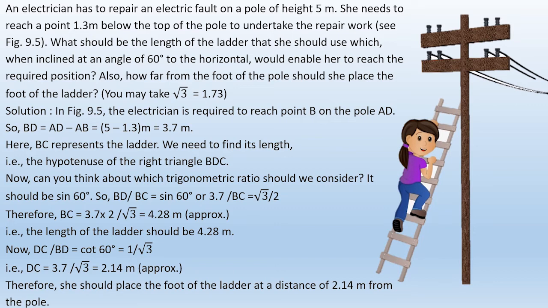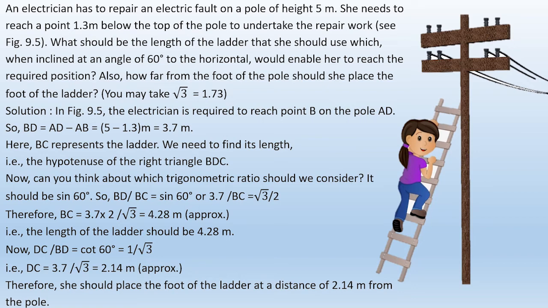Also, we need to find out that from the base of the pole, what would be the distance from where she is going to put the ladder. To ease up the calculation, we can take root 3 is equal to 1.73. As you can see, the electrician has to reach the point B in the pole which is marked as AD. So, the height where the electrician has to reach is BD is equal to AD minus AB, that is equal to 5 minus 1.3 meter is equal to 3.7 meter.